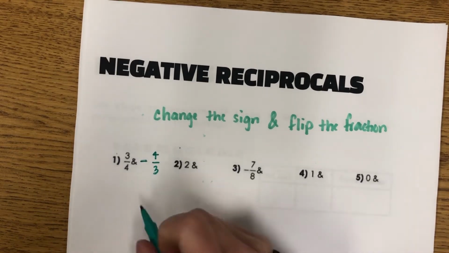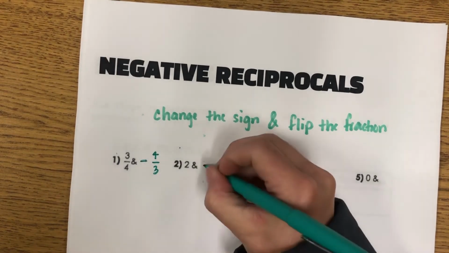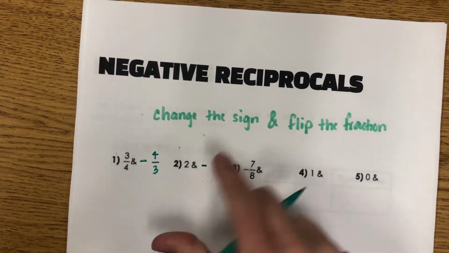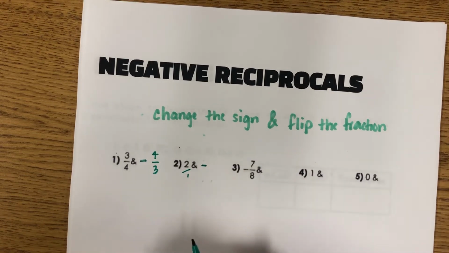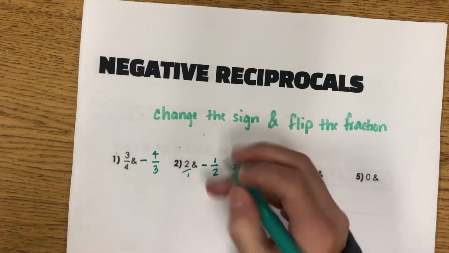All right, let's look at number 2. So it's 2, and if we flip that, it would be negative because of positive to a negative, and then flip it. We always understand a whole number to be over 1 if we were to look at it as a fraction. So 2/1 would be negative 1/2.